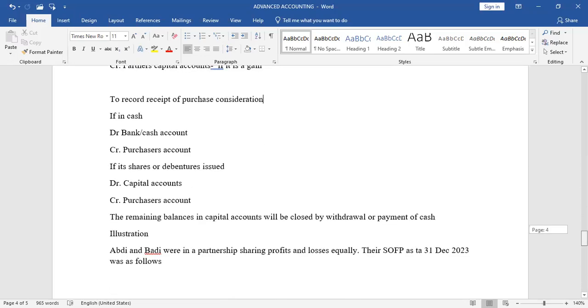Now, to record a receipt of the purchase consideration, if it is in cash, you will debit bank or cash account and credit the purchaser's account. If it is in the form of shares or debentures issued, we'll debit share capital accounts and credit the purchaser's account. Now, the remaining balances in the capital accounts will be closed by withdrawal or payment of cash. They'll be paid and we close off the capital accounts.